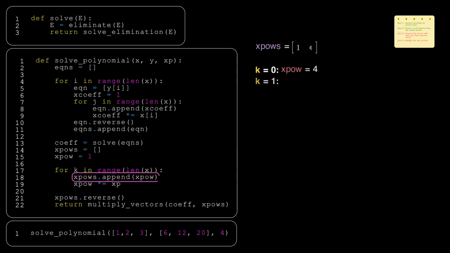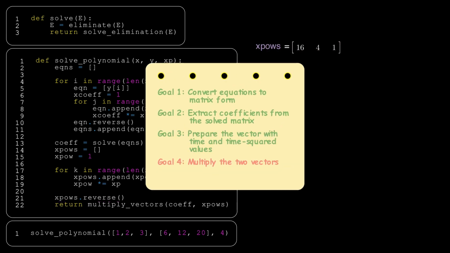In the next step, with k equal to 1, we add the updated xpow value to the xpows matrix. We then multiply xpow by xp again, updating its value to 16. Finally, for k equal to 2, we repeat the same process, adding the current xpow value to xpows and updating xpow. Multiplying xpow by xp once more, the final value becomes 64. This is calculated automatically by the code, so we won't be using 64 in any calculations. After the loop completes, we reverse xpows to get the correct sequence of powers. We have obtained the time and time squared values for time equals 4, accomplishing our third goal.